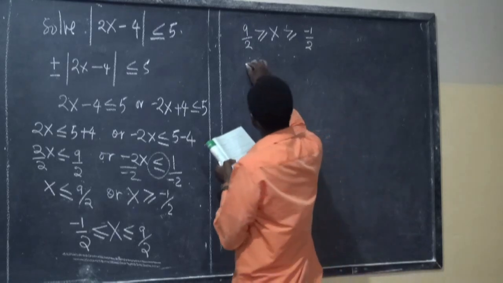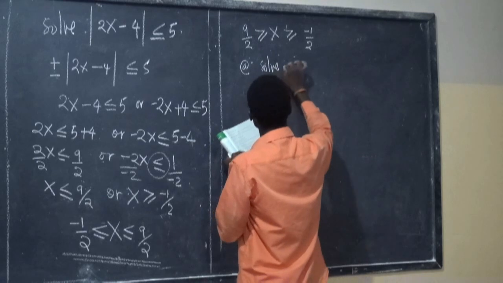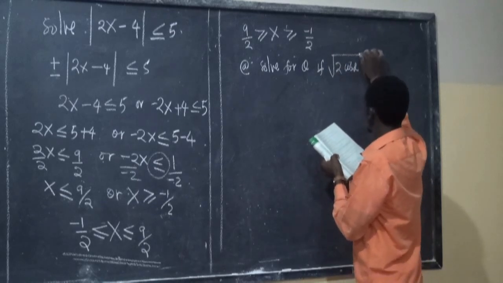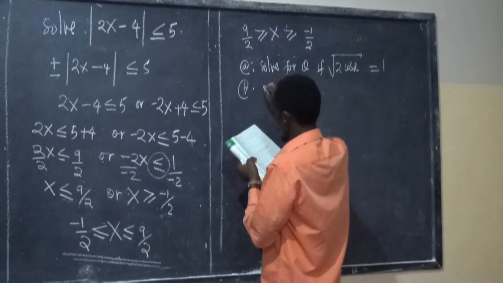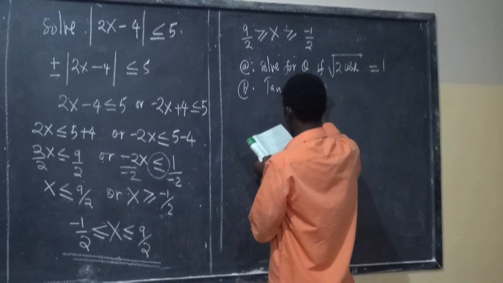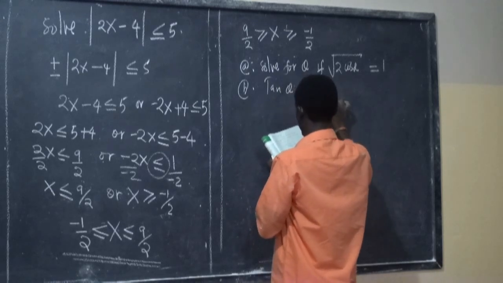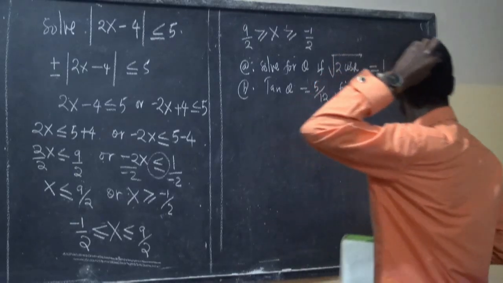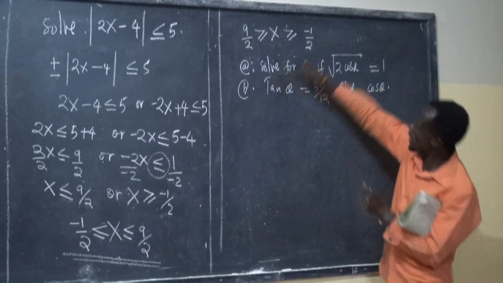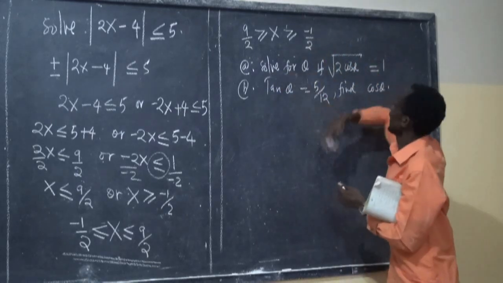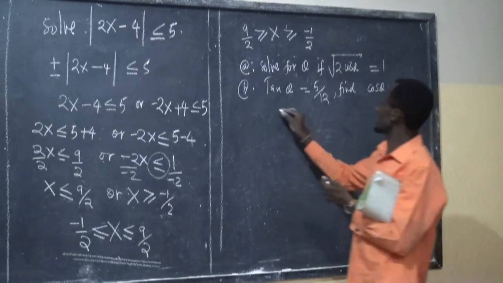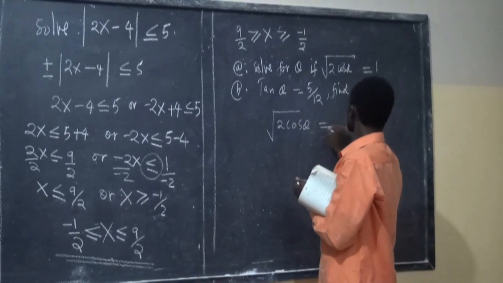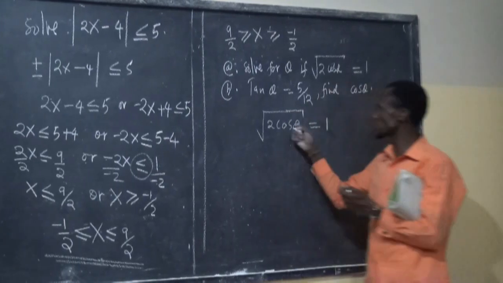Now the other question, we have A, solve for theta if root 2 cosine of theta is equal to 1. B, given that tan of theta is equal to 5 over 12, find the cosine of theta. That was the question again. If you start with A first, you've been given radical 2 cosine of theta is equal to 1. Then you've been told to solve for theta.